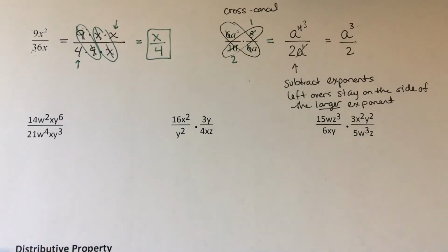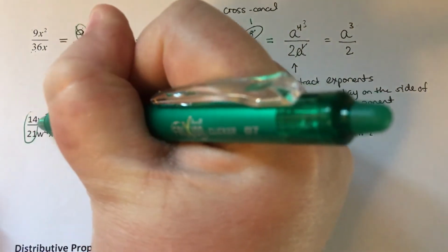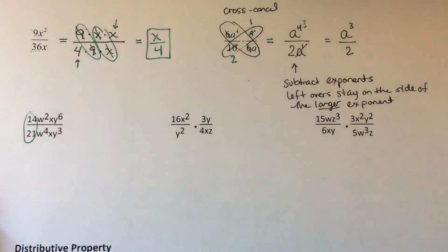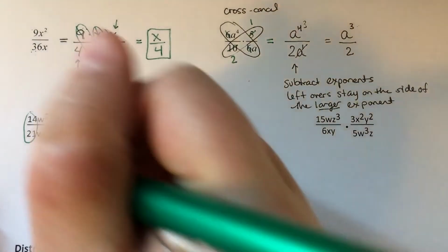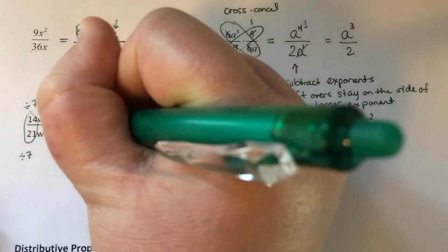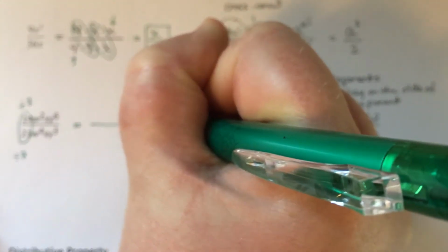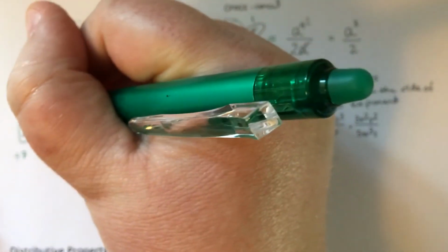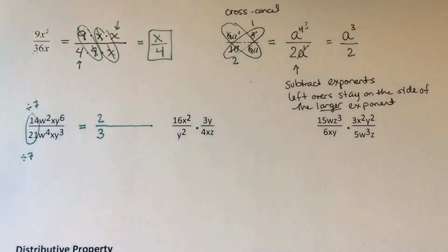All right, let's try another one. So this one's all one fraction, so we're going to view it as the numbers and then the variables separately. So let's just do the number part. 14 out of 21. We want to look for what goes into both 14 and 21. It's 7. So I'm going to divide both the top and the bottom by 7, just like we would with any fraction with numbers on there. So 14 divided by 7 is 2, and 21 divided by 7 is 3. And those stay on their respective sides.